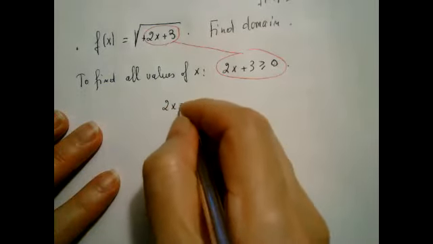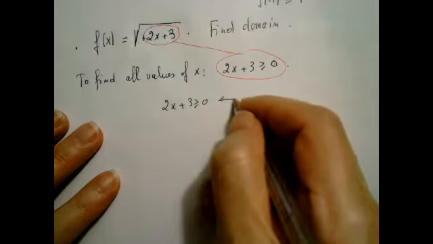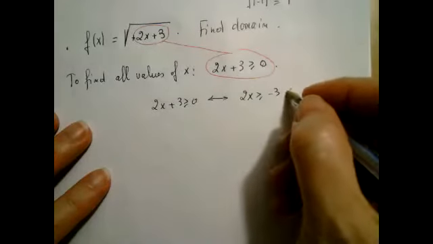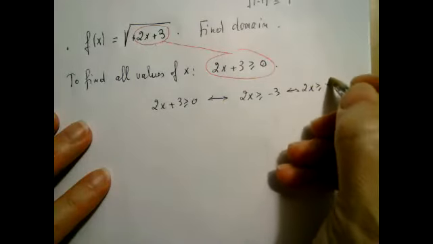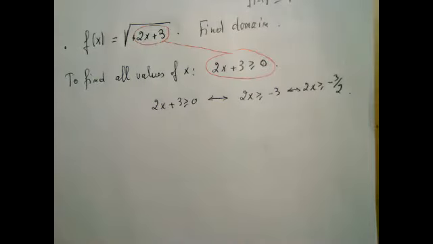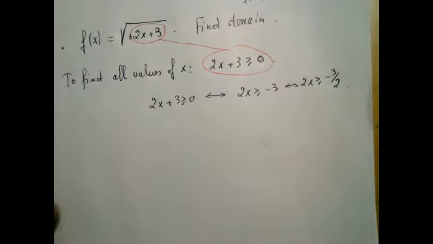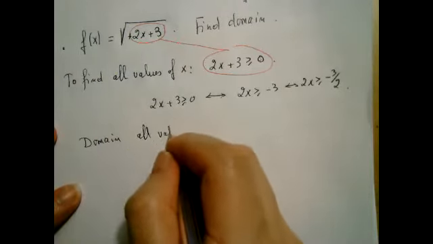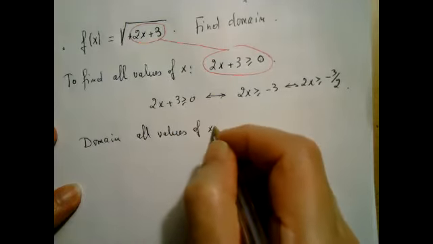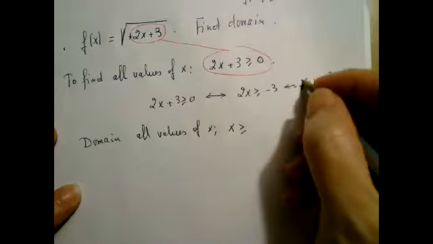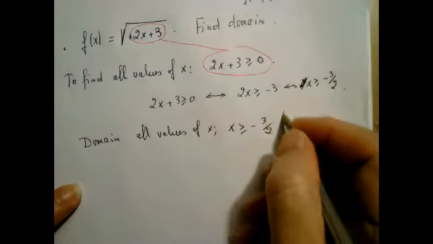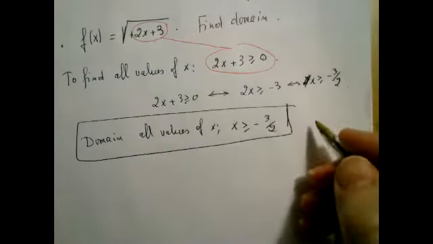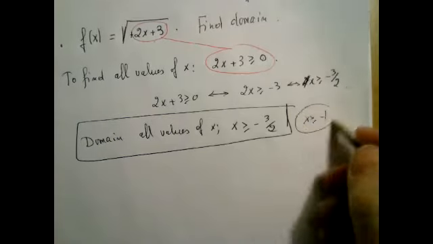I need 2x plus 3 positive. It means 2x, I have to take away the 3, so 2x greater or equal to minus 3, so x greater or equal to minus 3 half. So what's going to be the domain? The domain will be all x's such that x is larger or equal to minus 3 half. That's the domain.